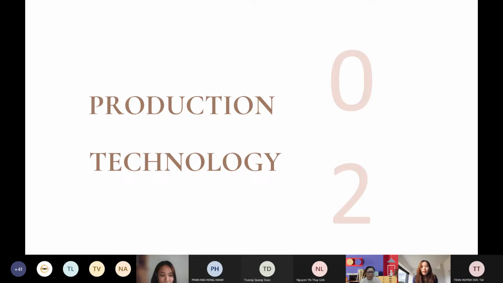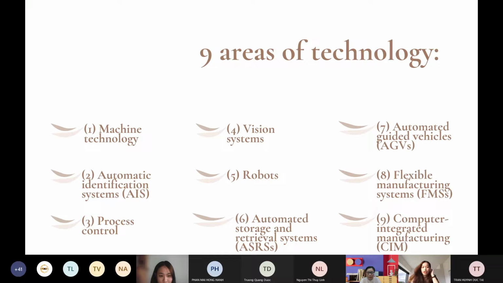Hi, I'm Win, and I will continue to present the production technology. Advances in technology that enhance production and productivity have a wide range of applications in both manufacturing and services. In this section, we introduce 9 areas of technology.